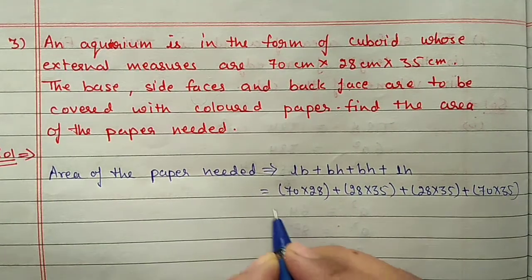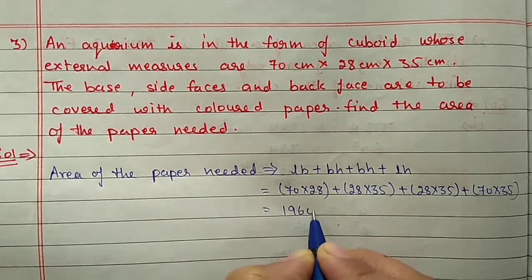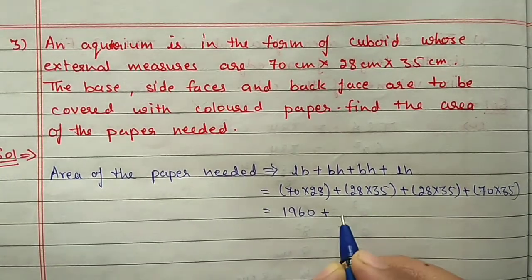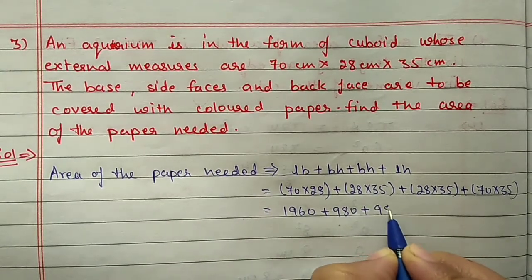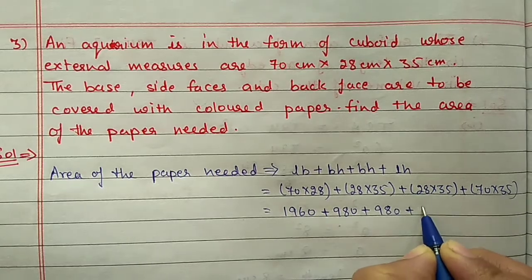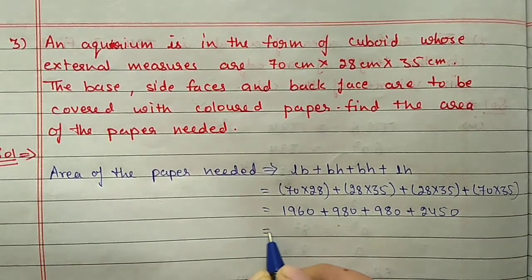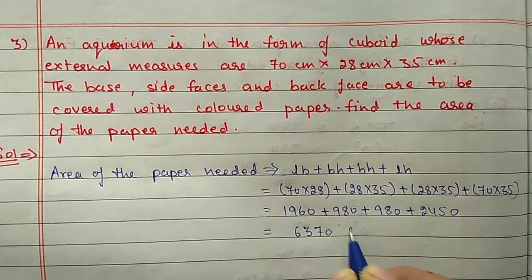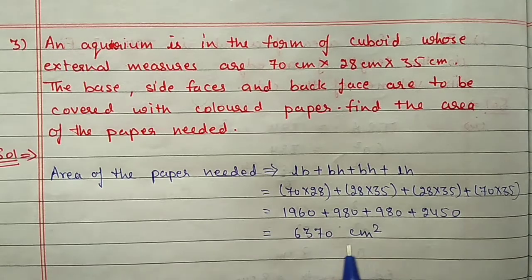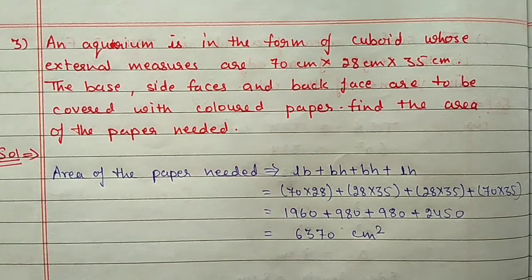First multiplication: 70 into 28 will get 1960. 28 into 35 we will get 980. Again 980, and this we will get 2450. And we have to add these 3. We will get 6370 centimeter square. It means this much paper we need to cover this aquarium.